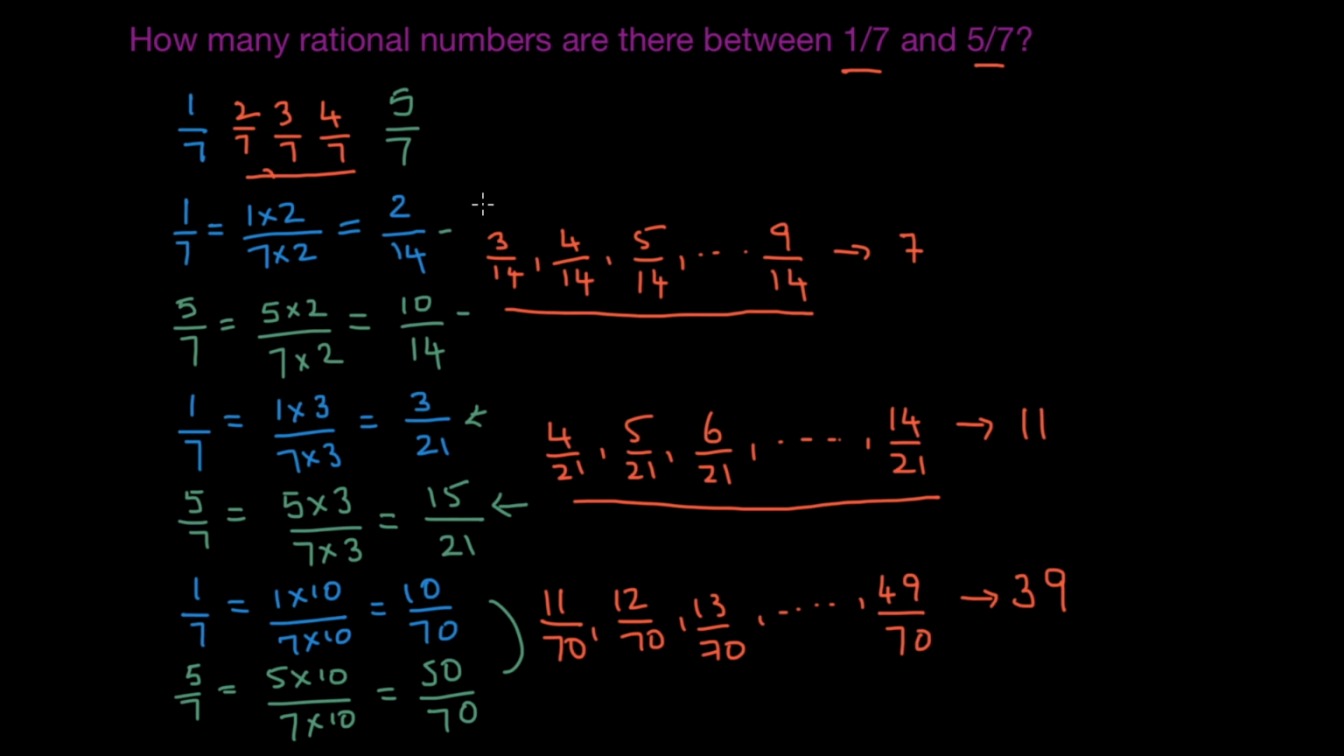In fact, this result applies to any given pair of rational numbers. It could be anything other than 1 by 7, 5 by 7, and the same logic applies. I can find countlessly many rational numbers between any given pair of rational numbers.